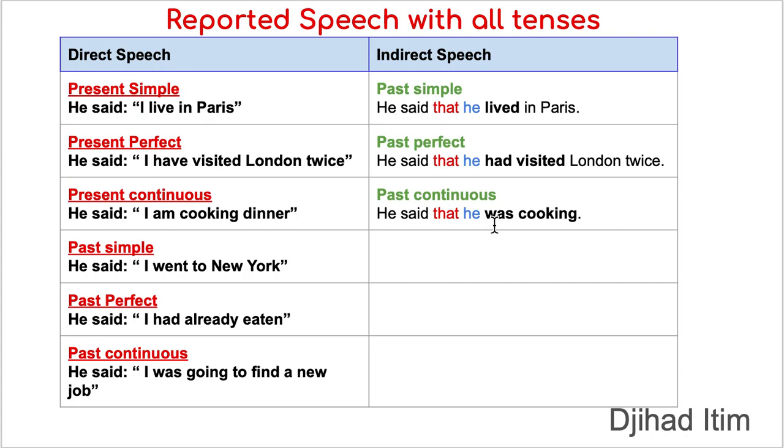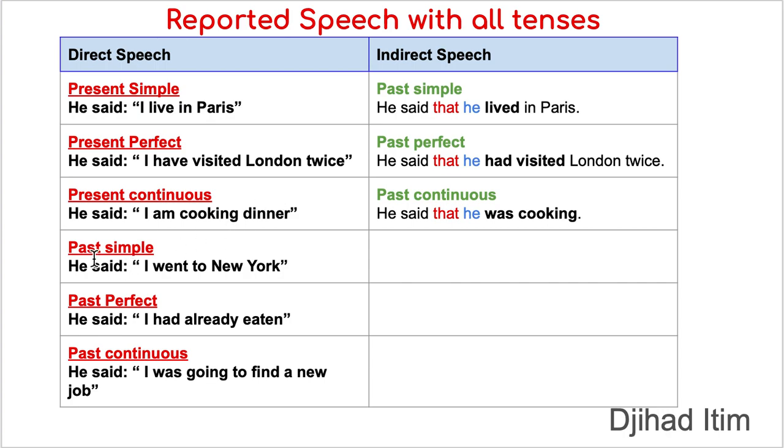I remind you again. We say from he said, I am cooking dinner, to he said that he was cooking dinner. We omit the colon and quotation marks, add that, change I to he, and go from present continuous to past continuous. Why? Because the introductory verb is in the past simple. Okay, good. We move now to the next one.